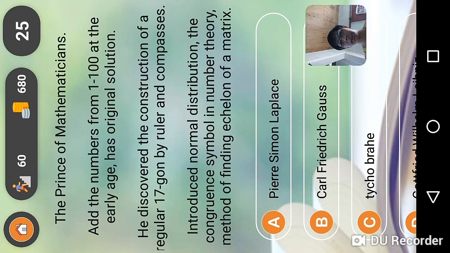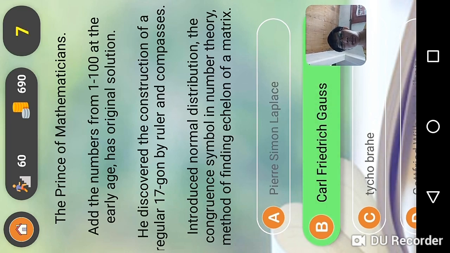The Prince of Mathematicians. Added the numbers from 1 to 100 at an early age as his original solution. He discovered the construction of a regular 17-gon by ruler and compass. Si Gauss.